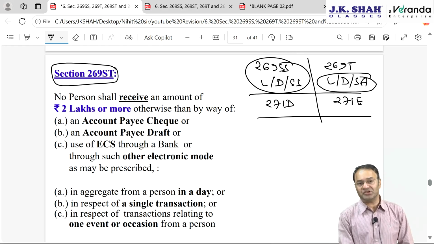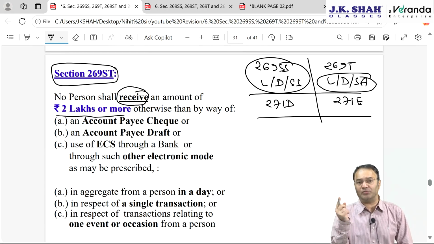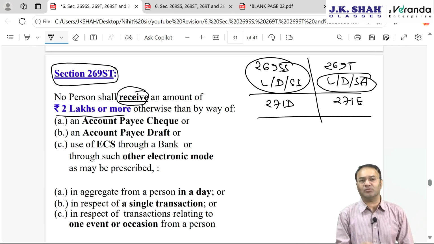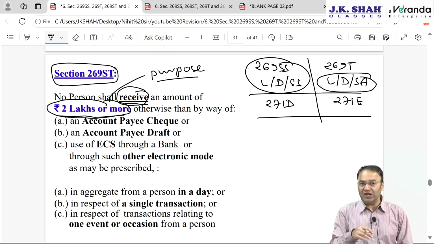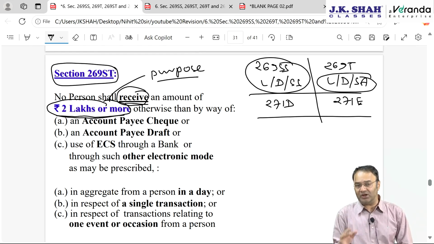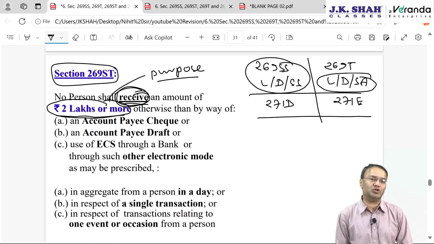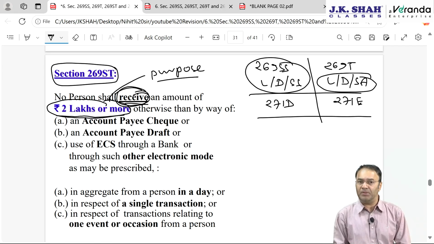Section 269T imposes a restriction on accepting or receiving 2 lakhs or more by cash. It says the receipt must otherwise be by way of account payee cheque, account payee draft, ECS through bank or prescribed electronic mode. The idea is that cash transactions are prohibited if the amount is 2 lakh rupees or more. The purpose is not mentioned, so this could be for any purpose. Meaning you are accepting for selling goods, providing services, sale of a capital asset or any other purpose. If you receive cash of 2 lakhs or more, that will be a violation of this section. Penalty will be levied, and the penalty will be equal to the entire amount of the transaction.